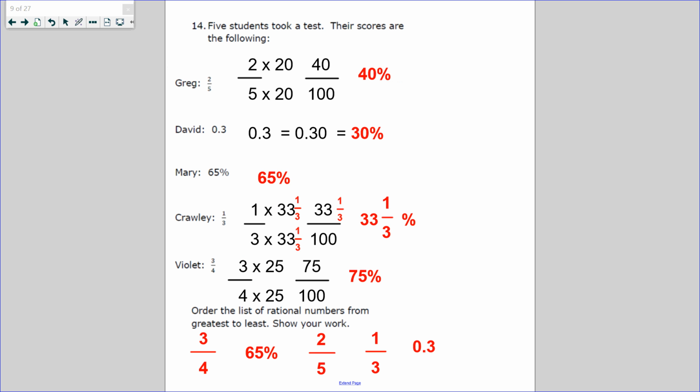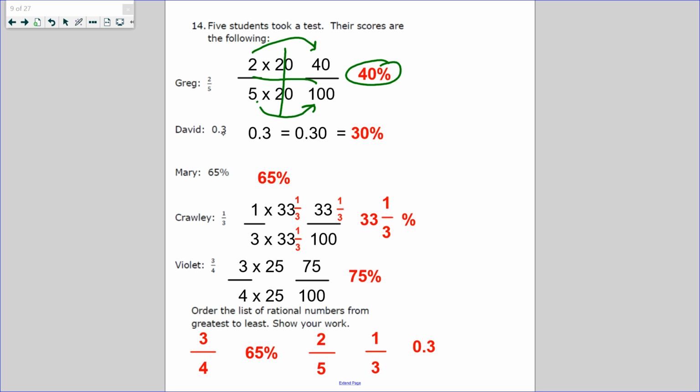5 students took a test. Their scores are the following. So Greg, oh goodness, they did not do well on this test. Greg got 2/5. So how do you build this to 100%? Times 20, times 20, 40%. That's not good. David got 3/10.